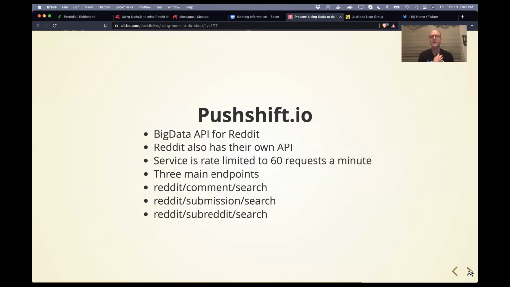And it's already set up with that service limitation built into it. So when you're going to query data and stuff like that, you don't have to worry about busting your limit. But I'll show you how you can do that very easily in Node as well. There's three main endpoints that you can use in that service. There's one for comments, there's another one for submissions, and there's also one just for subreddits.